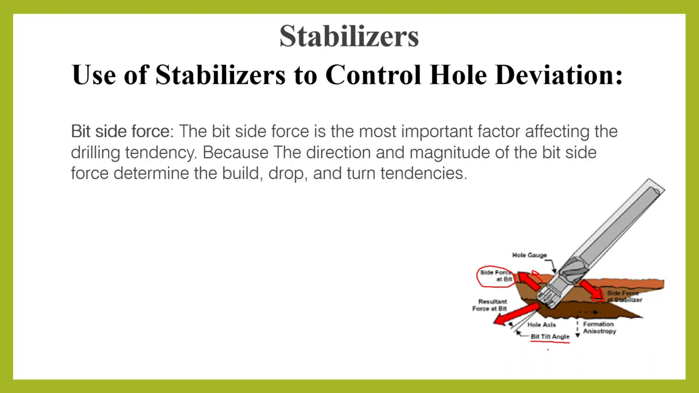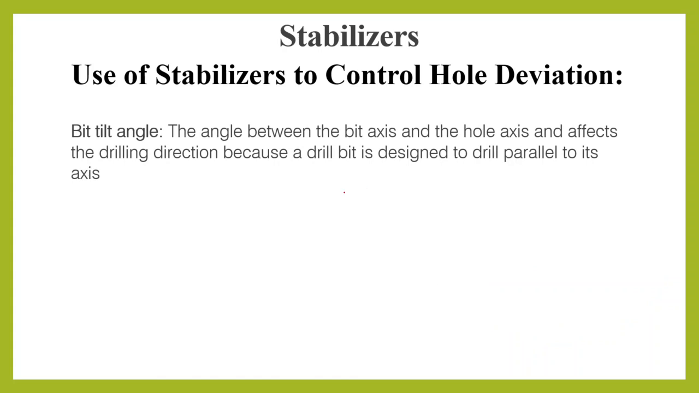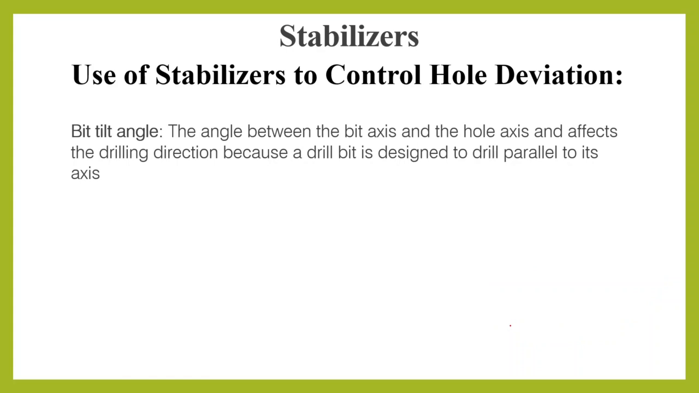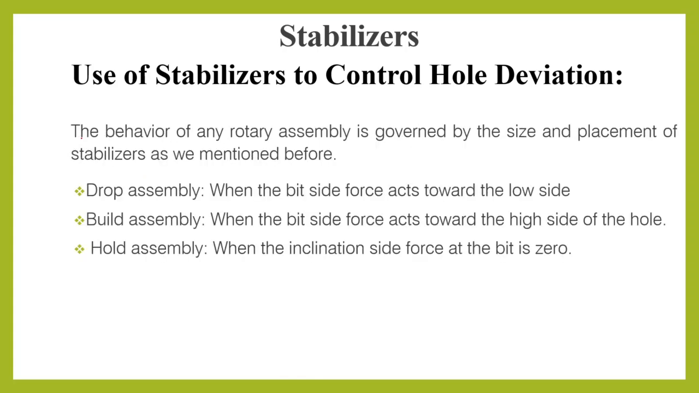To learn some information about bit tilt angle: it is the angle between the bit axis and the hole axis. This is the hole axis and this is the bit axis, so it is the angle between them, and it affects the drilling direction, because the drill bit is designed to drill parallel to its axis. And finally, the behavior of any rotary assembly is governed by the size and placement of the stabilizer.